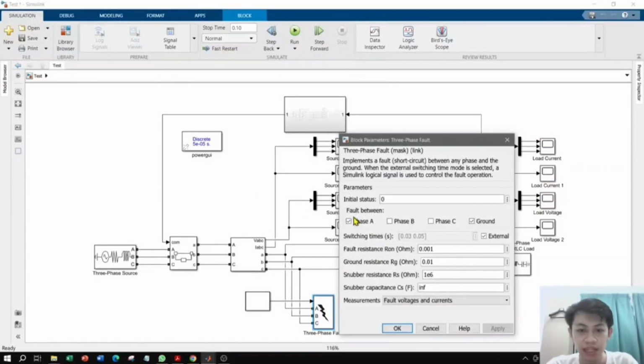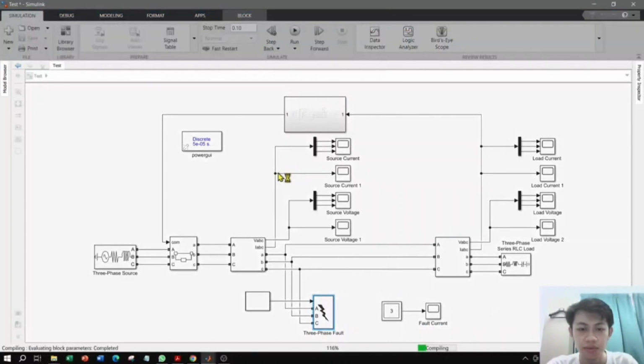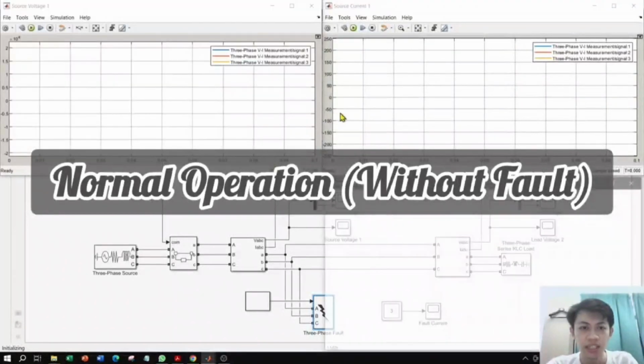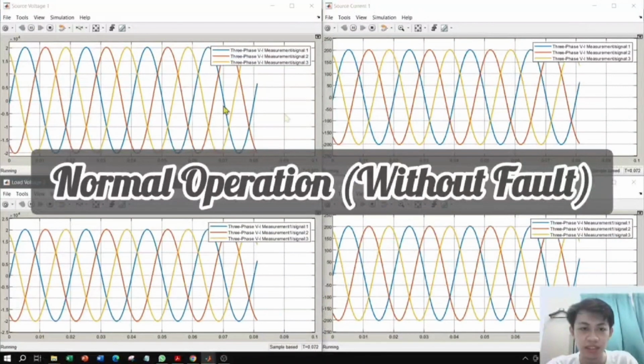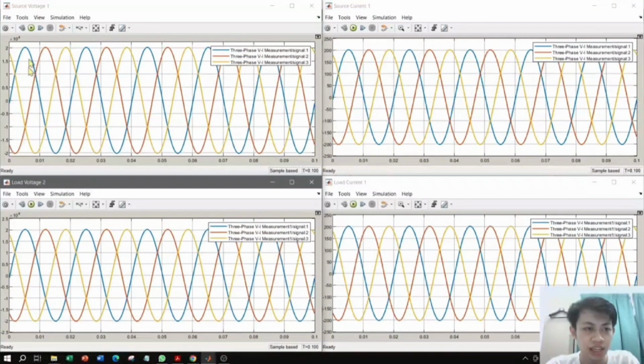So for the first one, we want to see the result for the normal operation of this system without fault. So just untick the fault between each phase, apply, then we try to run. So this is the result of the normal operation of the system. As we can see, this is the source voltage, three phase. It is equal from each other, and this is the source current, load voltage, and load current. We can observe that the source voltage is equal, same with the load voltage, and same also for the current.